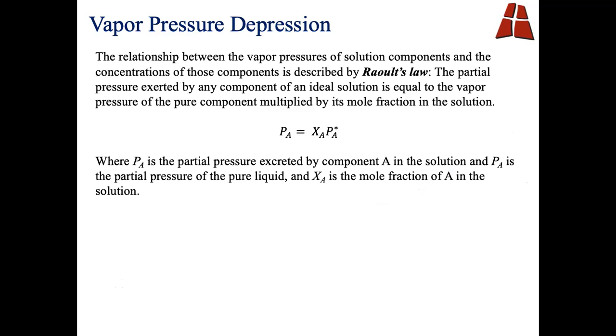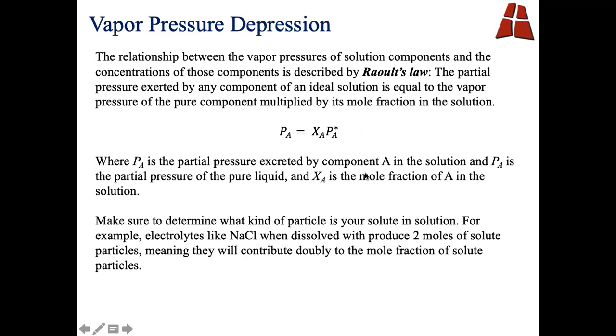In Raoult's law, we can take the partial pressure that is exerted by any component of an ideal solution and figure out its vapor pressure by using this relationship here. P sub A is the partial pressure of any component. That's again going to be a vapor pressure, and then chi sub A is our mole fraction measurement, and P sub A star is just that single pure component.